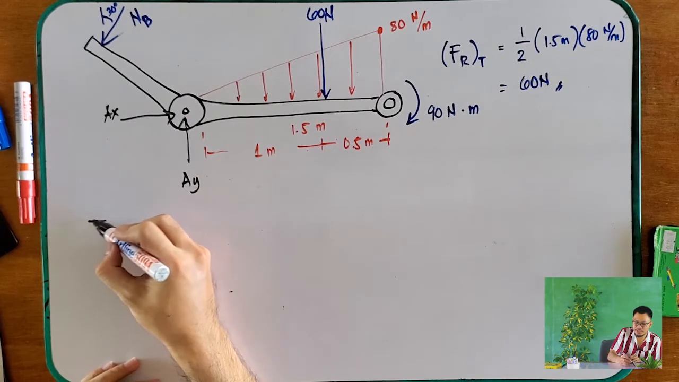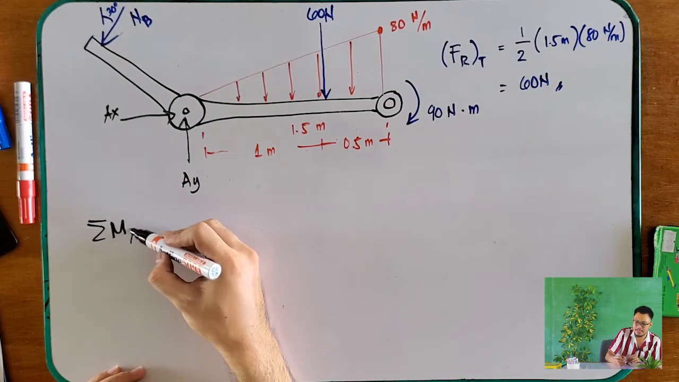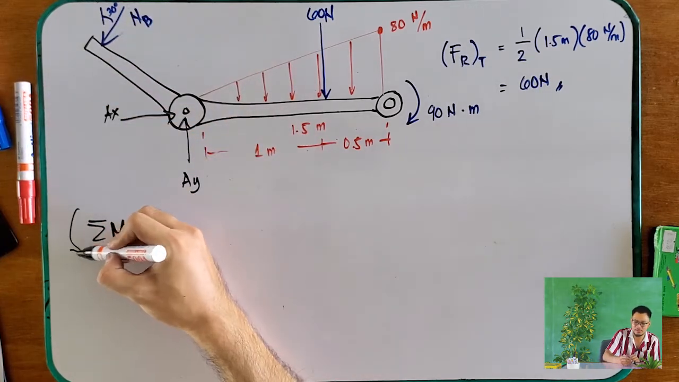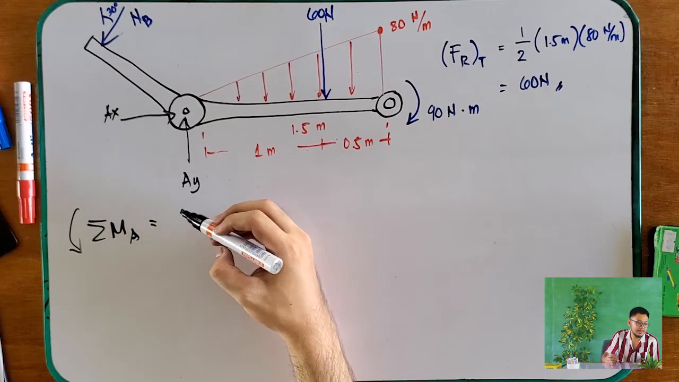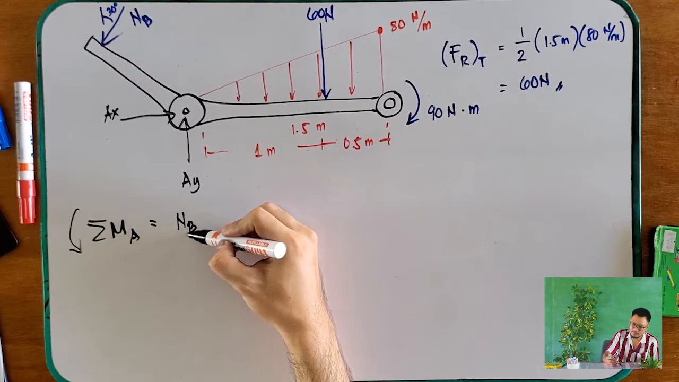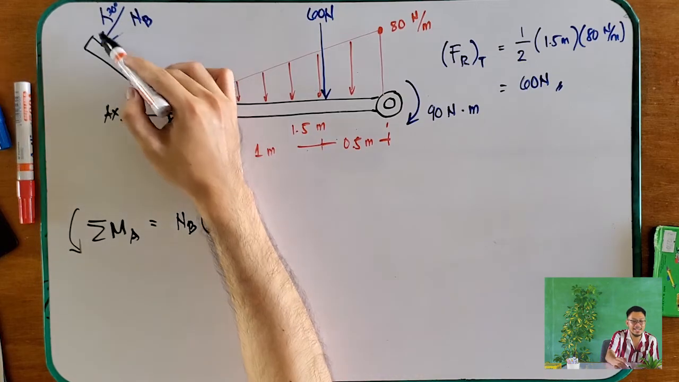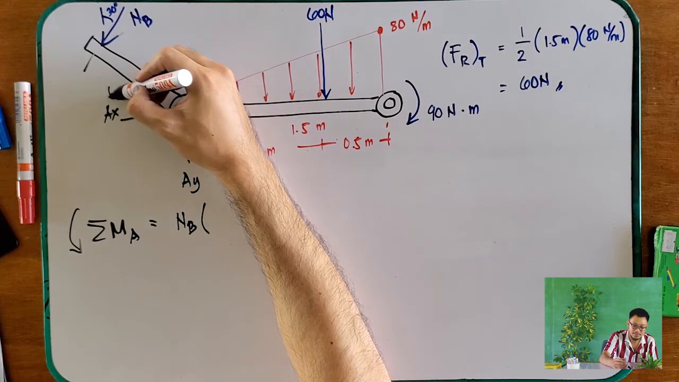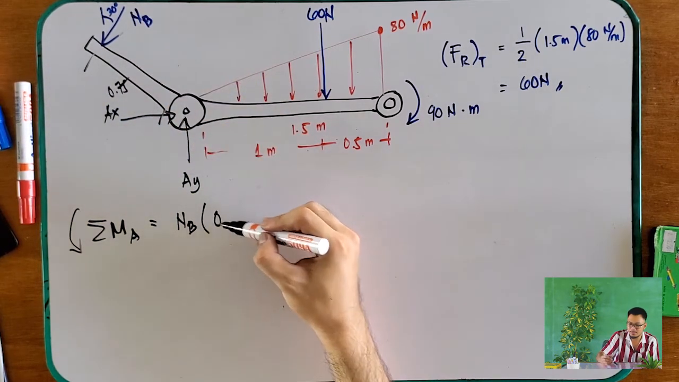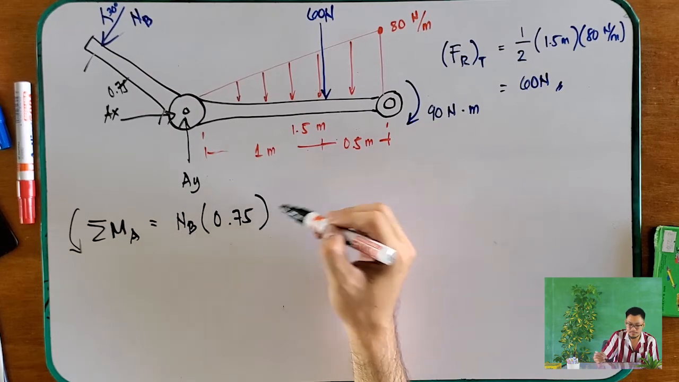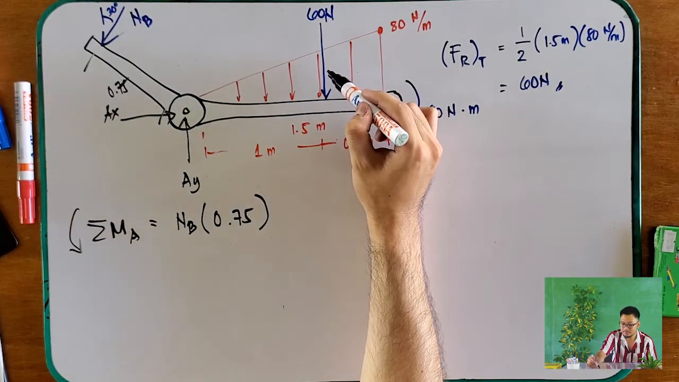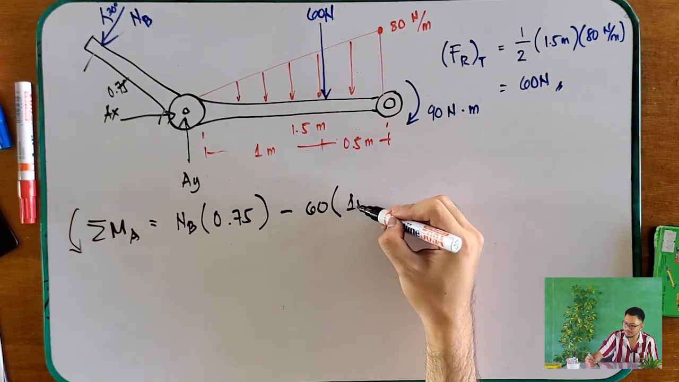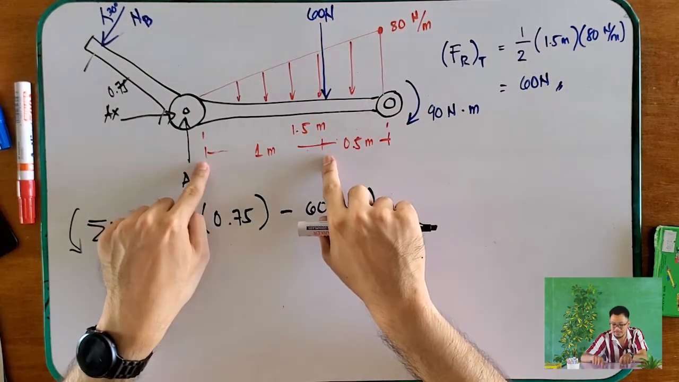Okay. Summation of moments at point A, assuming that your direction of NB, since it can create a counterclockwise direction, so counterclockwise it is there. So, NB, moment arm, we no longer need the X and Y components of this NB because it already has the moment arm there of 0.75. So, times 0.75. Next, minus 60 newtons times 1 meter. Right? 60 newtons, 1 meter.